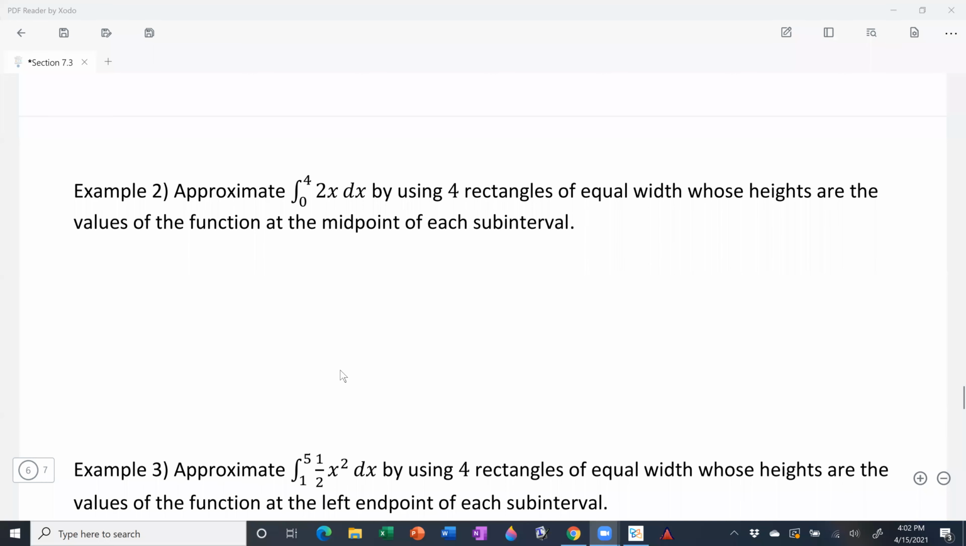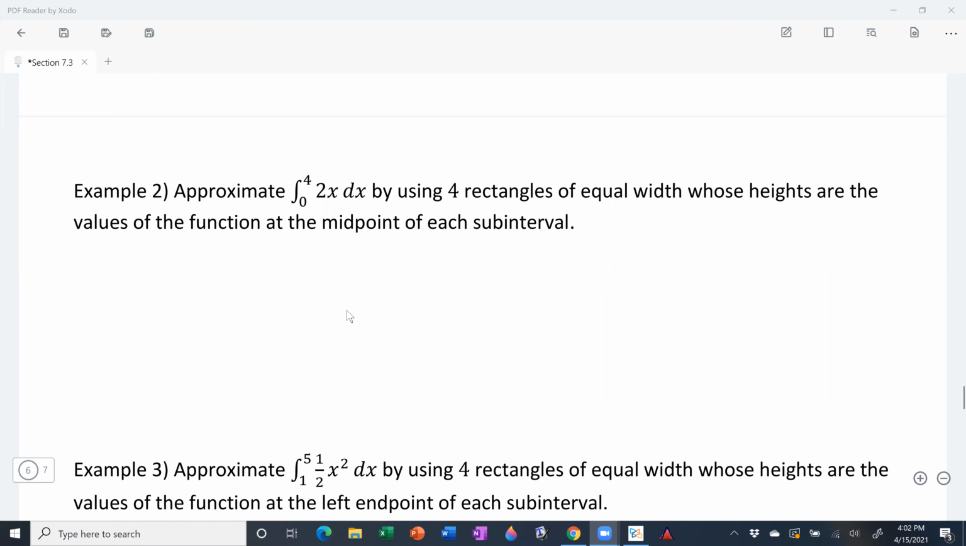All right, now that we know what that definite integral means, let's try a couple of examples where we approximate the area under a graph. Okay, in example 2, let's approximate the integral from 0 to 4 of 2x dx by using 4 rectangles of equal width whose heights are the values of the function at the midpoint of each subinterval.